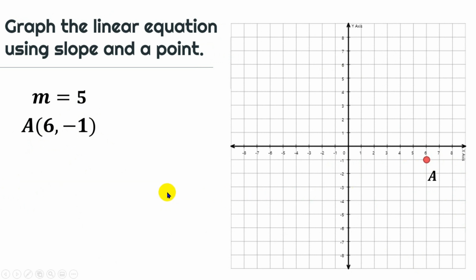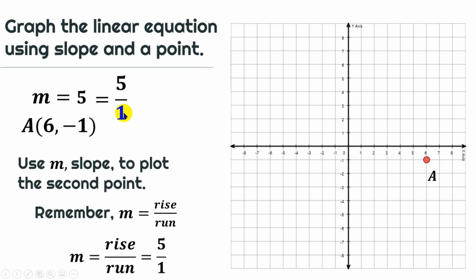Next, we're going to use the slope. Again, rise over run. So, from a whole number, let's make it a fraction. We put a denominator of 1. Our rise is positive 5, so 5 units upward. 1, 2, 3, 4, 5. And then, since our slope is positive, our run is to the right. So, that is where we plot our second point.